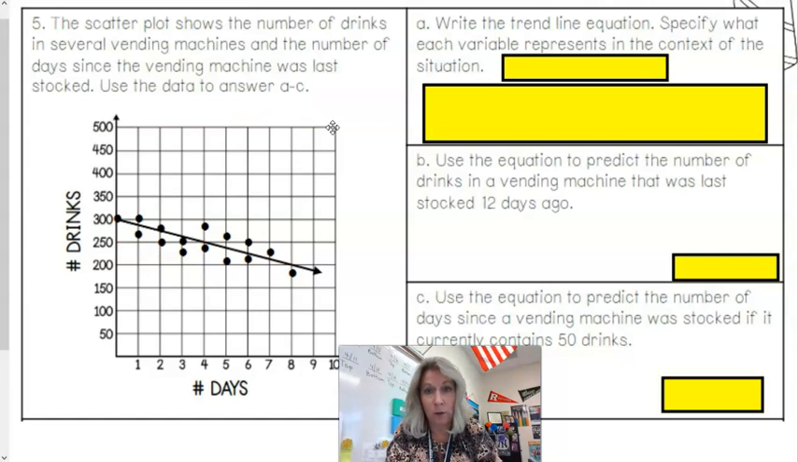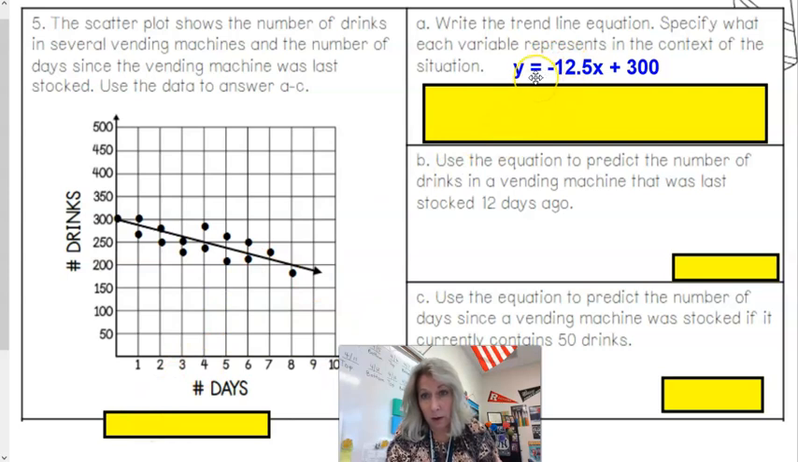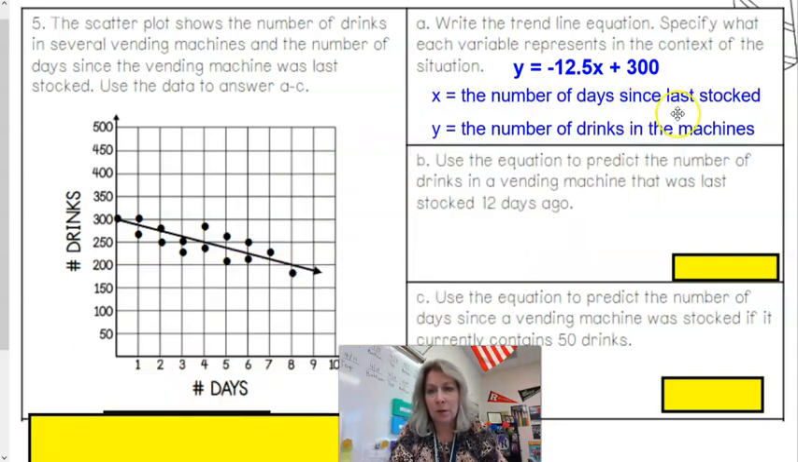Okay, let's see what equation they came up with. Okay, so where did they get the negative 12.5? Well, in your calculator, if you take the negative 50 over 4, and just divide, you get negative 12.5. So the slope was that negative 50 over 4, which is negative 12 and a half, x plus 300. What does the x represent? The number of days since the vending machine was last stocked. What does y represent? The number of drinks in the machine.